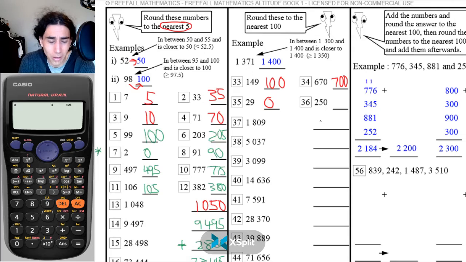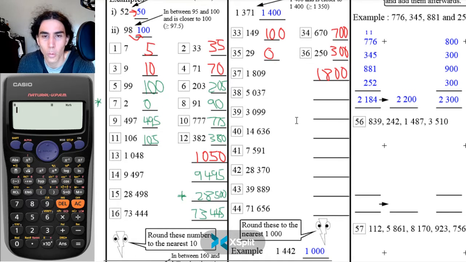250, so it's halfway between 200 and 300, but the trick is to round up. If it's halfway, you go up. So 1809, 1800. Have a go at these ones, rounding to the nearest 100.